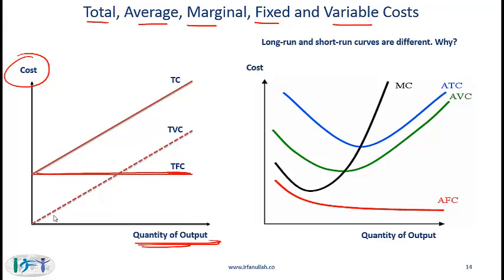Total variable cost obviously increases as the quantity of output goes up. Here I have shown a simple linear relationship. With this simple linear relationship, what we are going to have is a total cost, which is simply the total variable cost plus the fixed cost.